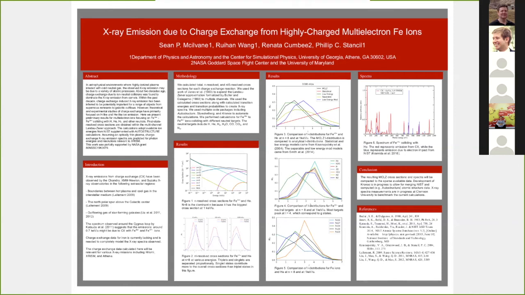Basically, this is a spectrum of Fe17+ colliding with helium. The red represents my data from charge exchange using the multi-channel Landau-Zener method, and the blue represents emission due to electron impact that we found in the NIST Atomic Spectra Database. What we're going to do with this data is compare it to what they're observing at Clemson. Clemson is making X-ray spectra measurements, and we're going to compare our data to theirs to benchmark our current calculations.